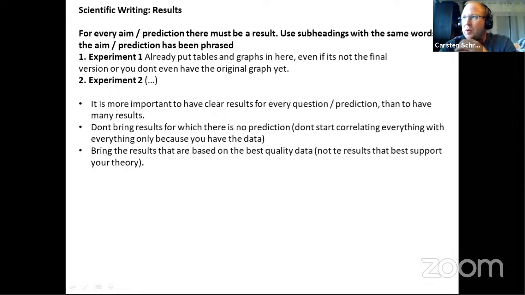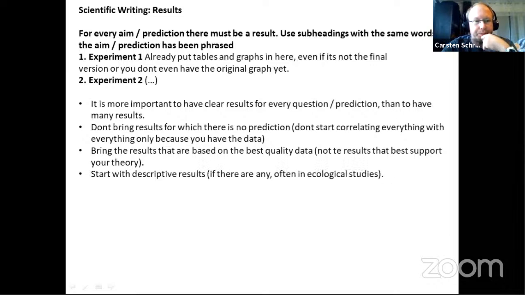And it also means when you have different data sets, to use the data of the highest quality. So the aim is not to analyze it in a way that you find your prediction, but to analyze the best data you have in the best statistical way to come to an independent test of your predictions.